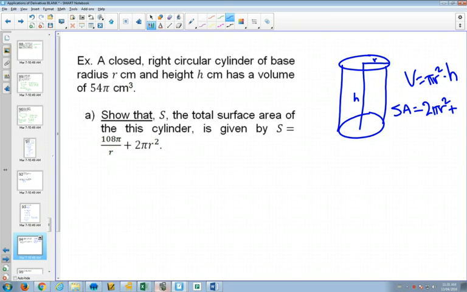if you've ever had a can of soup that you've taken the labels off, have you ever taken a label off a can of soup? What shape does it make? It makes a rectangle. Okay?